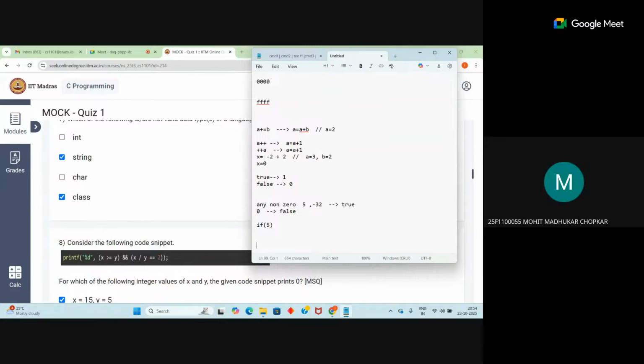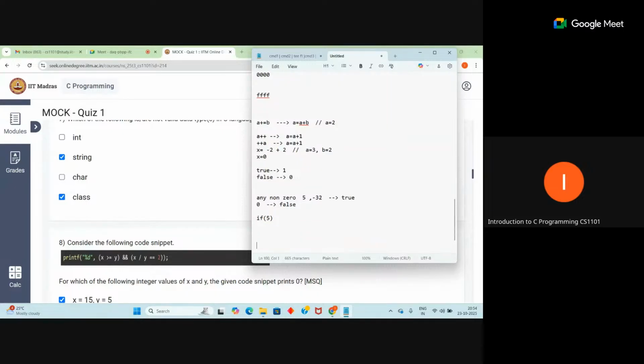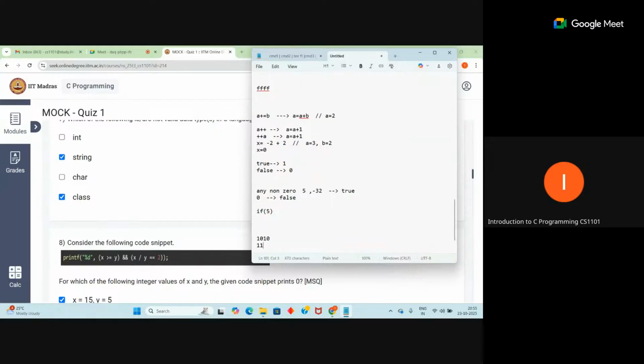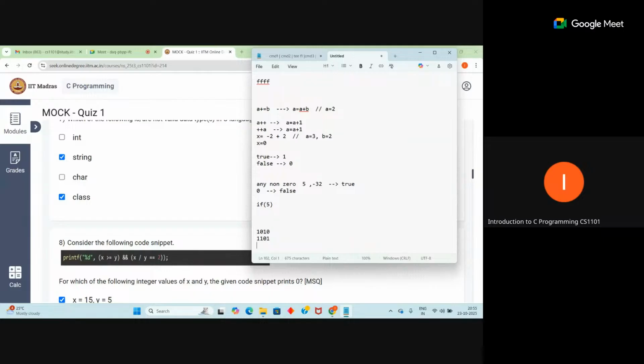Suppose you say a single AND, no. Single AND has so many meanings. When you are reading in the scanf, before the variable, if you say AND, that is the address. Suppose if you give a single AND, that is the bitwise AND operator. So when you want to perform a bitwise AND operation between two binary values, there we use single AND. Okay, AND has so many meanings.